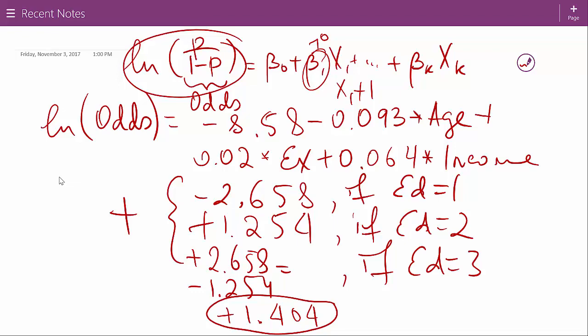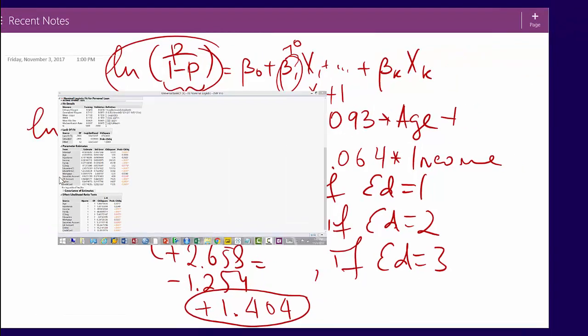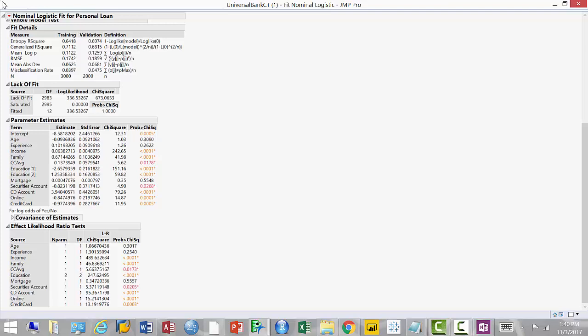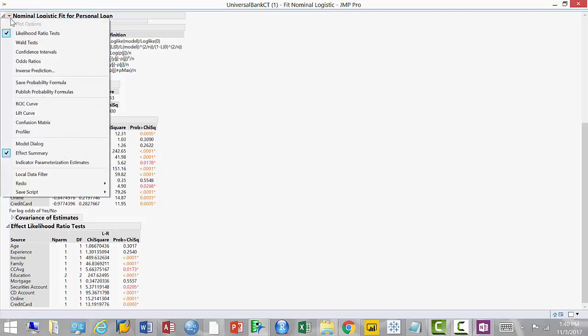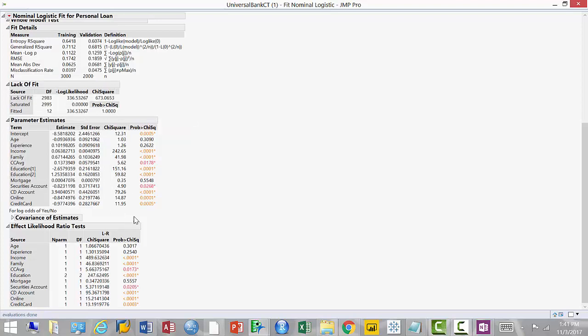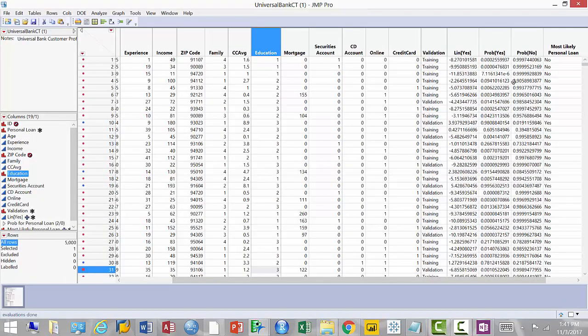Now let me show you how I can verify if this is true or not. I'm going to save the prediction formula into my data set. As you guessed, it's all located in the red triangle. So I click the red triangle menu and go to save probability formula right there. Save probability formula. Click. Nothing happens, because it went to my data table. So let's go back to my data table and look at what happened.